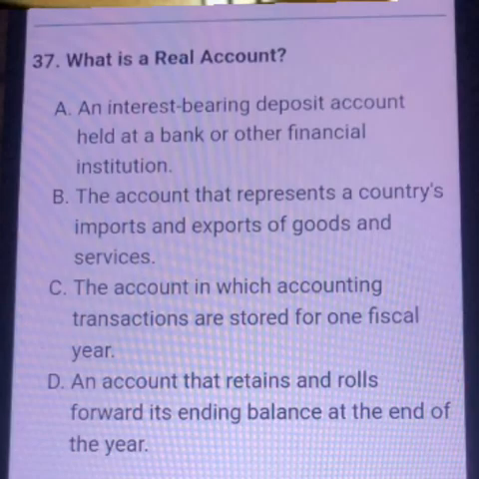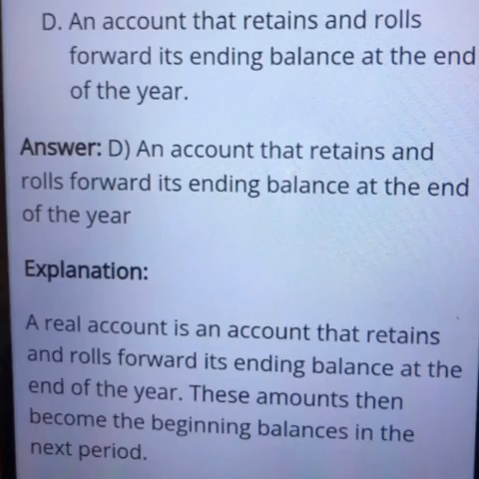Question number 37. What is real account? A. An interest-bearing deposit account held at a bank or other financial institution. B. The account that represents a country's imports and exports of goods and services. C. The account in which accounting transactions are stored for one fiscal year. D. An account that retains and rolls forward its ending balance at the end of the year. The true answer is D. An account that retains and rolls forward its ending balance at the end of the year.